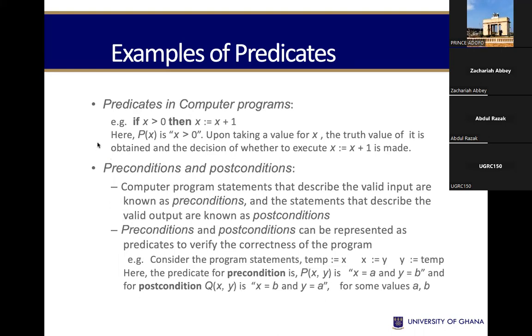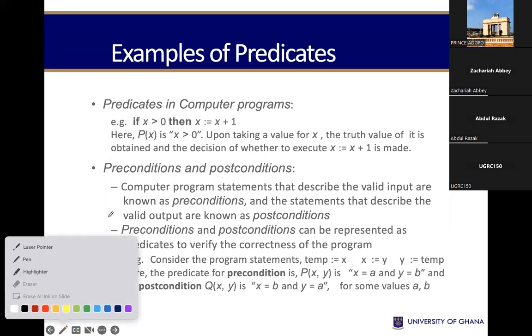Perfect. I'm glad you brought this up. Remember when we were looking at the implication? We said that the implication is if P then Q. So assuming that x is truly greater than 0 is P, and then the K becomes x is defined as x plus 1. Then this whole statement can be written as P implies Q.